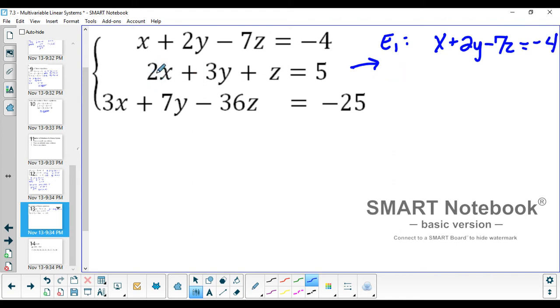All right, I need this to be a 0, so I'm going to say 2E1 minus E2. All right, so 2x minus 2x gives me the 0 that I want. 4y minus 3y gives me 1y. That's convenient. I want that to be a 1 anyway. All right, negative 14z minus z is negative 15z, and negative 8 minus 5 is negative 13.